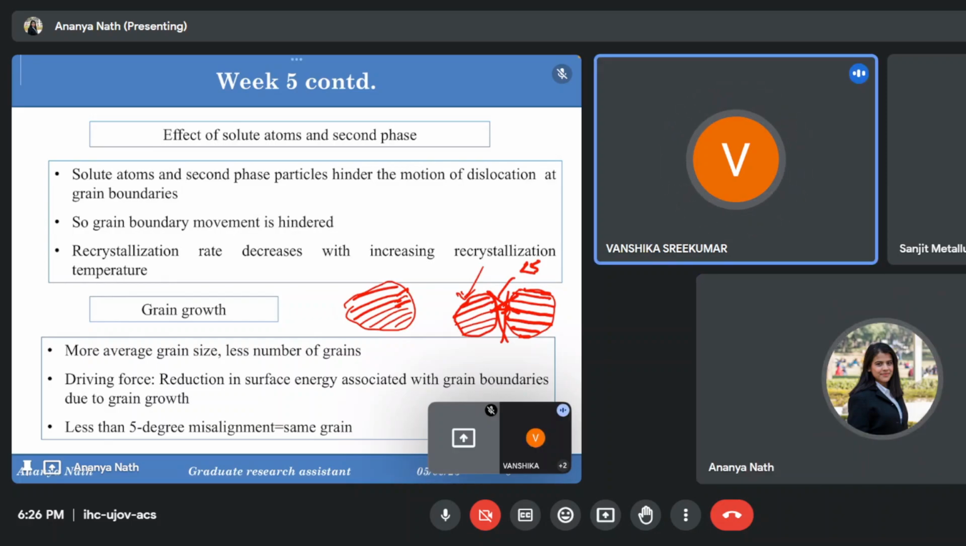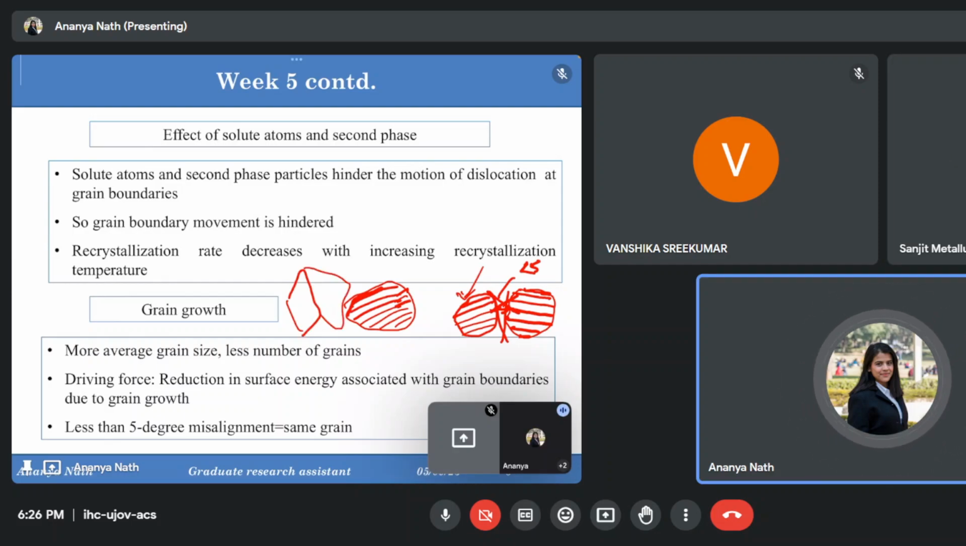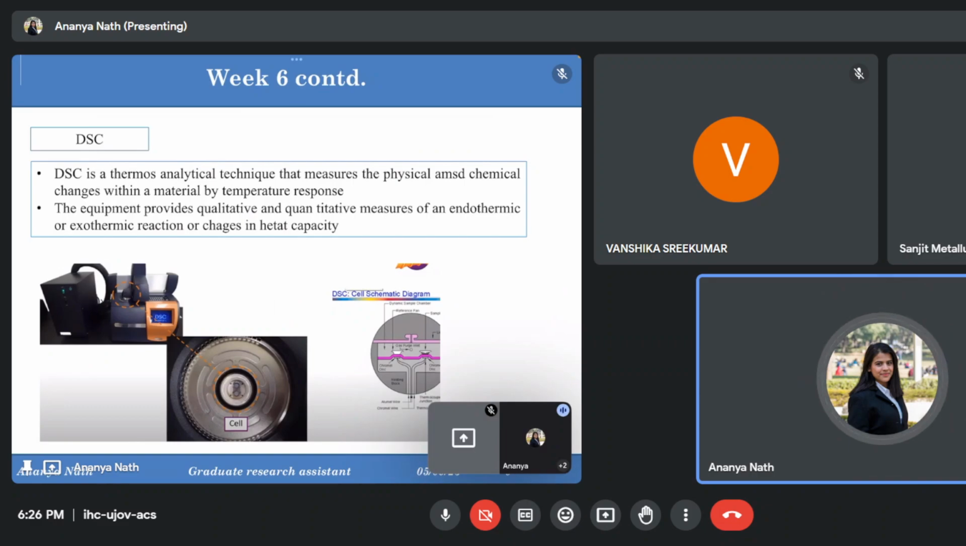Got it, ma'am. Understood. Yes, ma'am, because even in the case of twins, some misalignment is there, but that is within the same grain only. So twins look like this under the microscope. They will have the same type of alignment, but they will be colored with different colors, and you'll recognize easily where the twins are. So yeah, next was DSC.